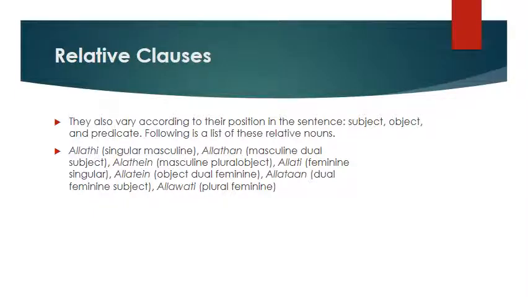So these are the different forms that we have with respect to the relative pronouns in Arabic. We have الذي singular masculine, اللذان masculine dual subject, اللذين, التي, اللتين, and so on. So as you see here, we have a variety of relative pronouns in Arabic. However, in English we have a limited number of relative pronouns because they are not marked for gender or for number or for case, like the case in Arabic.